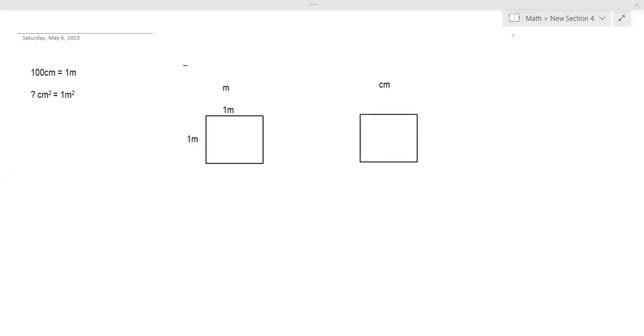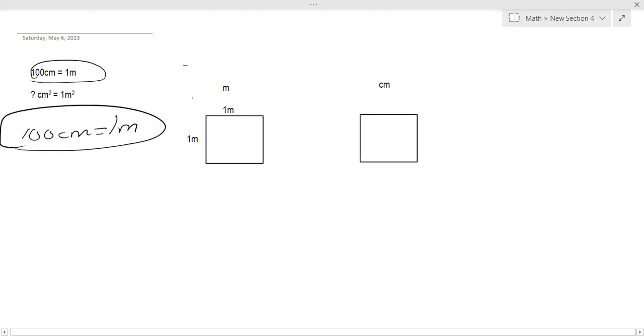All right, so this is going to be a more detailed explanation on how many centimeters square make 1 meter square. So first of all, if we remember from our measurements, we know that 100 centimeters make 1 meter, right? Now let's have a square. Okay, we have the same square on both sides. So this square on the left and on the right, they're the same square.